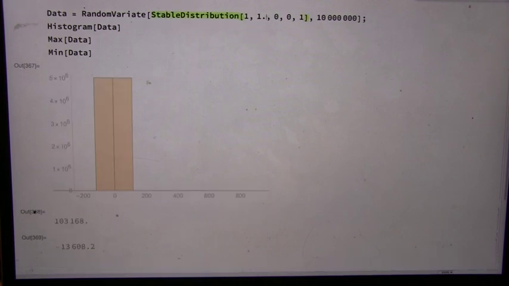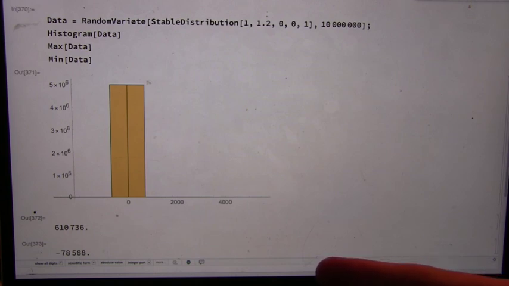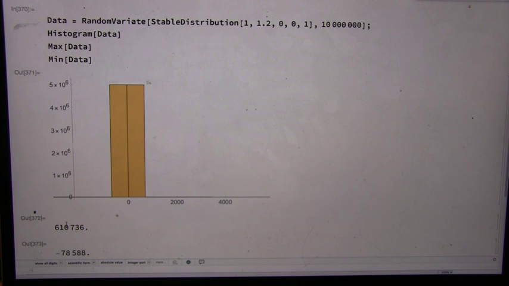Yeah, let's take it down to 1.2 and look how wide that is. It's approaching what a Cauchy distribution would look like. Well, maybe. Although notice that it's not actually that much different than 1.5. The max was a few 100,000, and with the Cauchy we were in the millions.